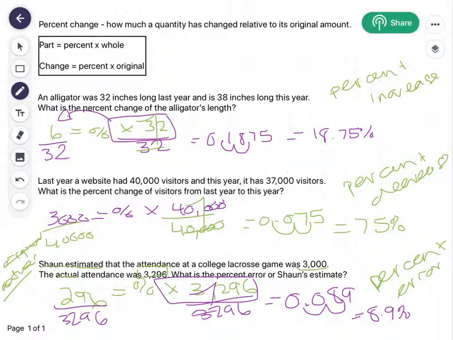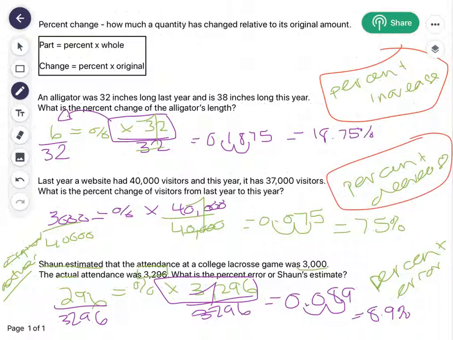So 3.4 is using the same equation to cover 3 different things. How much did something increase? By what percent did something increase? By what percent did something decrease? And by what percent was somebody wrong? Okay, so we're still using part equals percent times whole. For the percent increase and decrease, we use our change equals our percent times the original or the starting point.